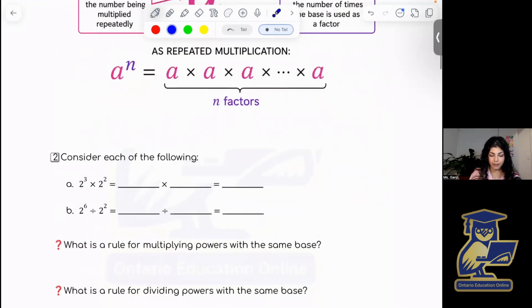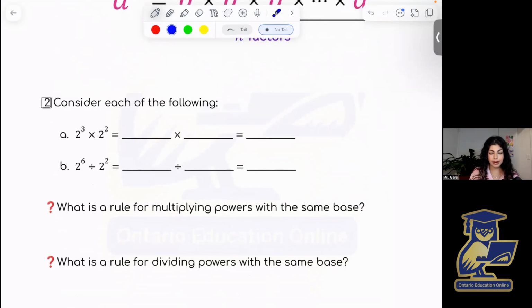So here we have 2 to the power of 3 times 2 to the power of 2. I'm going to write this in two different ways for you to see. So this could be 2 times 2 times 2, and this one could be 2 times 2. And now if I count in total how many 2's there are here, this would be 2 to the power of 5. And you can actually check.